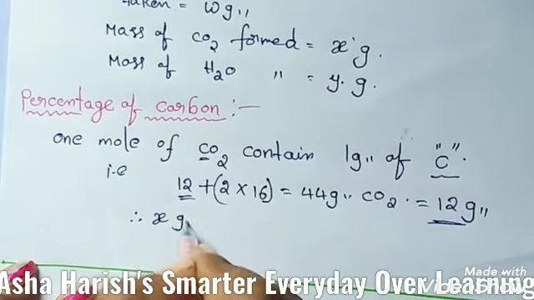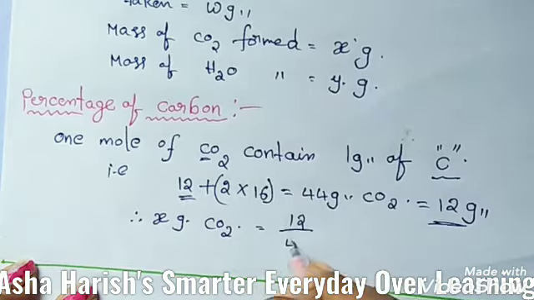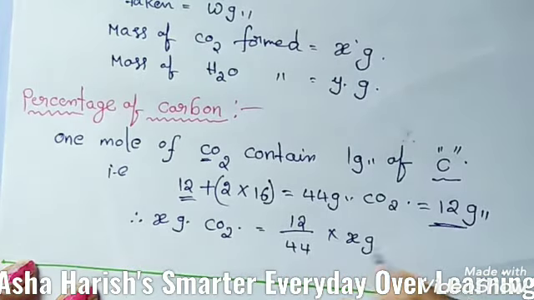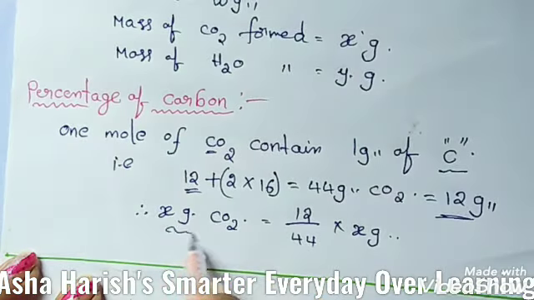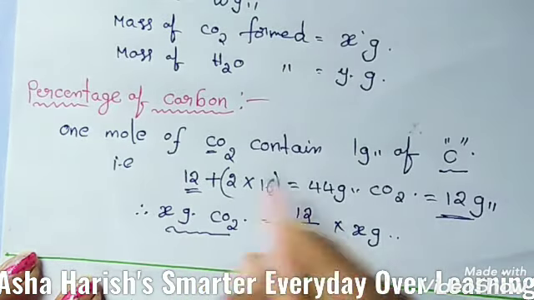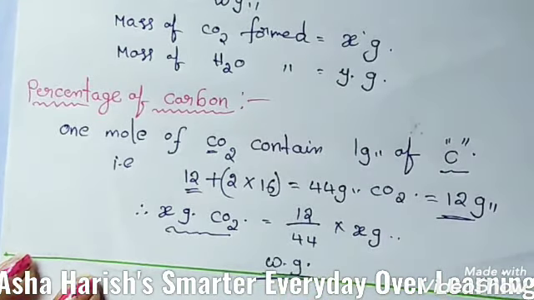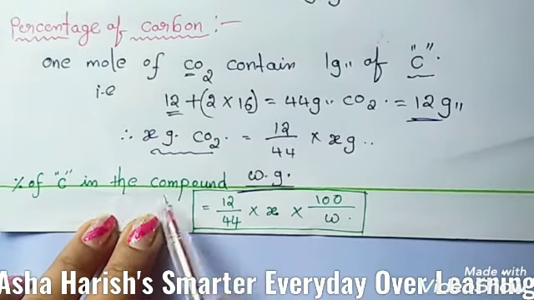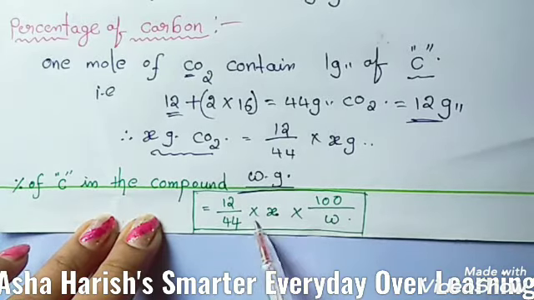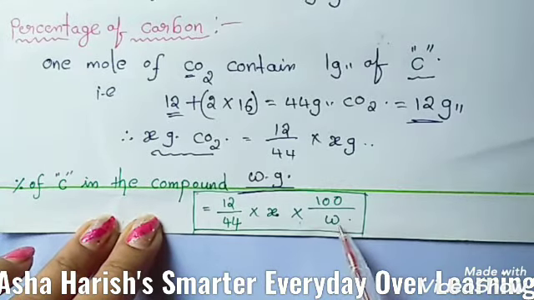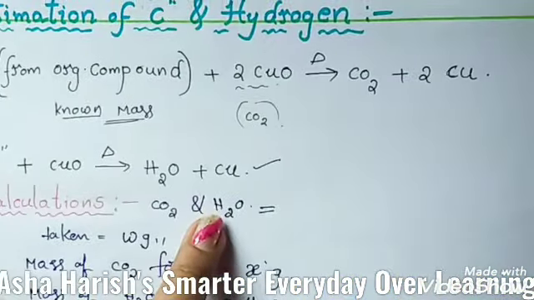Therefore X grams of CO2 will contain carbon equal to 12 by 44 into X grams. This is the mass of carbon in W grams of the compound. Now the percentage of carbon in the compound can be calculated by the formula 12 by 44 into X into 100 by W. That is the percentage of carbon.